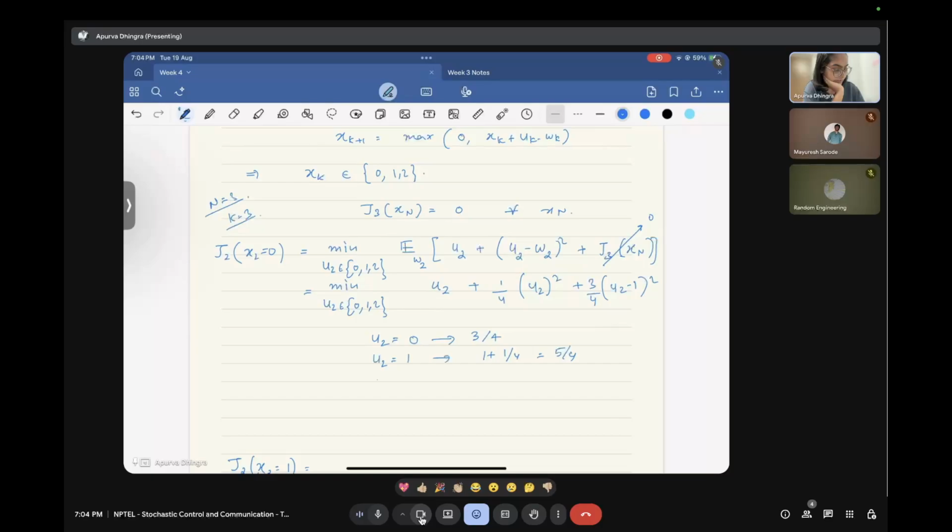So we already know between these two, this is the better choice. But nevertheless, let's continue. Then the next is u2 being equal to 2. When this is the situation, it is 2 plus something, something. Both of those are positive values, so whatever happens, this is greater than 2. So we can already see the optimal here is this one. So what we got is J2 of 0 is 3 by 4. This is the optimal, and this happens with u2 equal to 0.